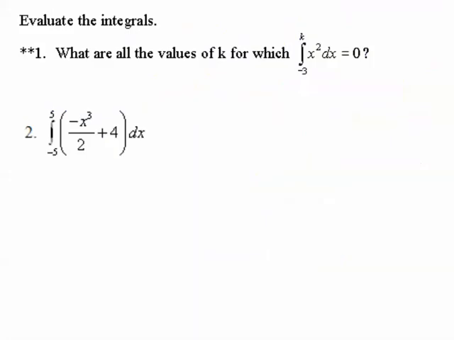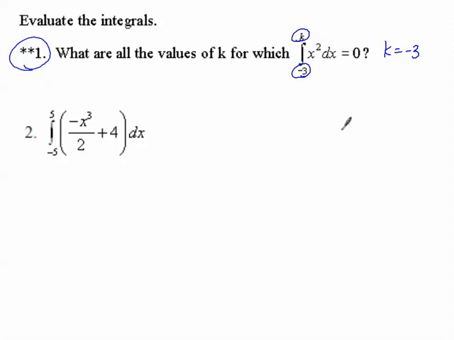Let's take a look at some examples that use these properties and see why they will be useful. Evaluating these integrals. So from an AP exam, what are all the values of k for which the integral from negative 3 to k of x squared dx equals 0? Well, if it's going to equal 0, remember that these limits could be the same thing.